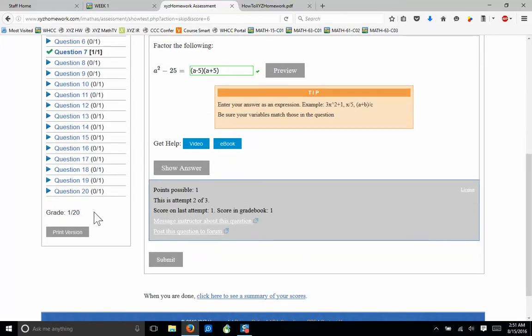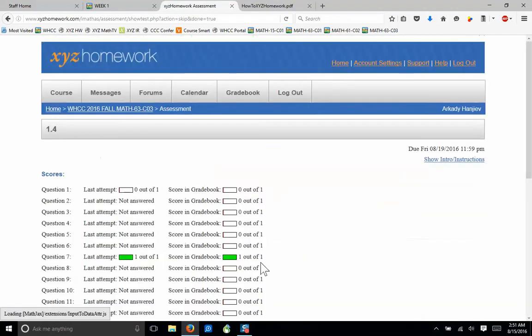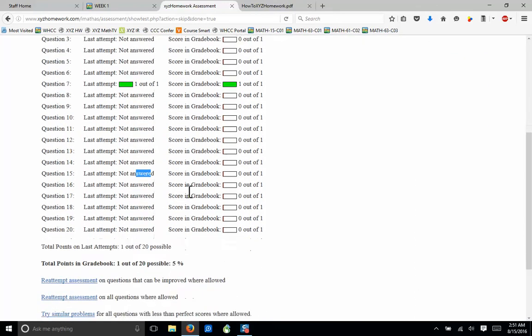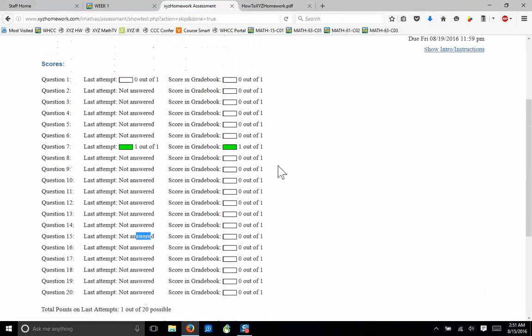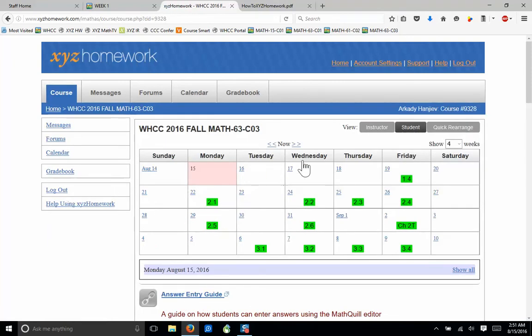I got 1 out of 20 correct. All right, and then when you're done, you can get to see a summary of your scores if you like. So there it is. Hey, look at that, not answered. Look, not a very bad student, not a very good student here. Okay, so you got 3 times to attempt the problem. That's what you have. Okay.